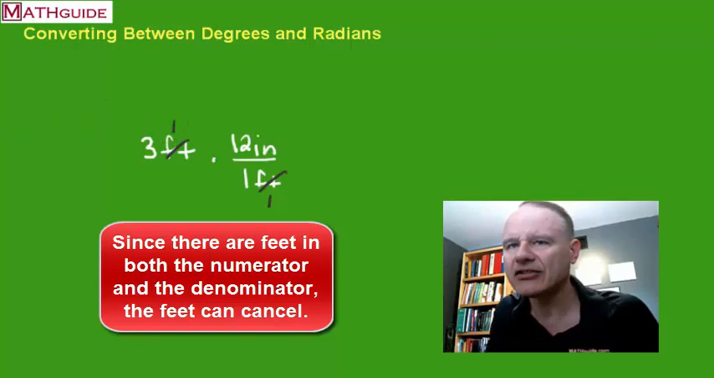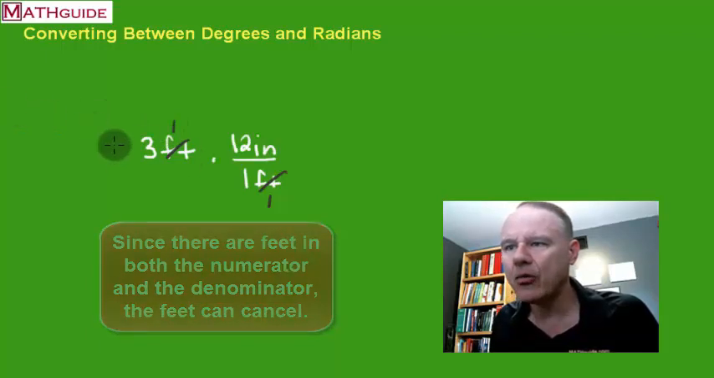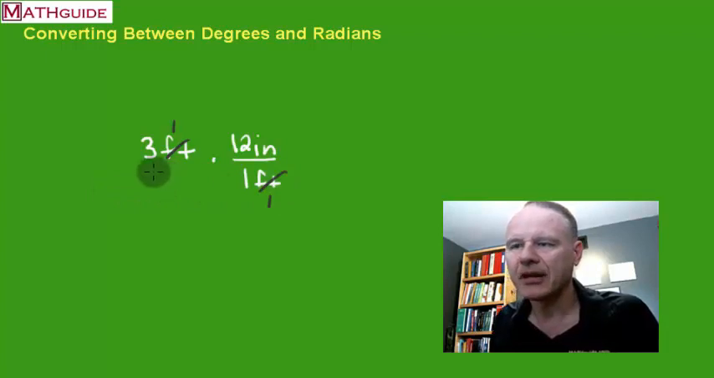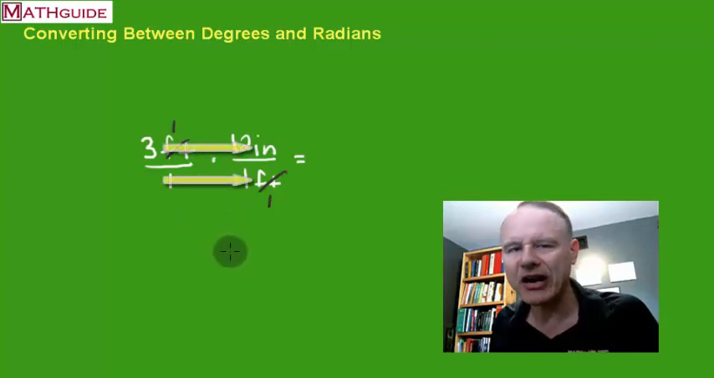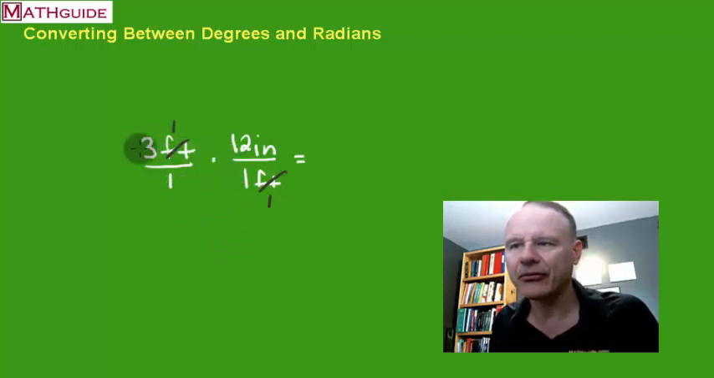Now that I've canceled those units, I multiply straight across. This is a fraction. I could put this over 1. See, feet on the top, feet on the bottom. What do you do when you're multiplying fractions? You multiply straight across. So 3 times 12 is 36. Yep, 1 times 1 is 1. The only unit left is inches. It's in the numerator. So my answer really is just 36 inches.